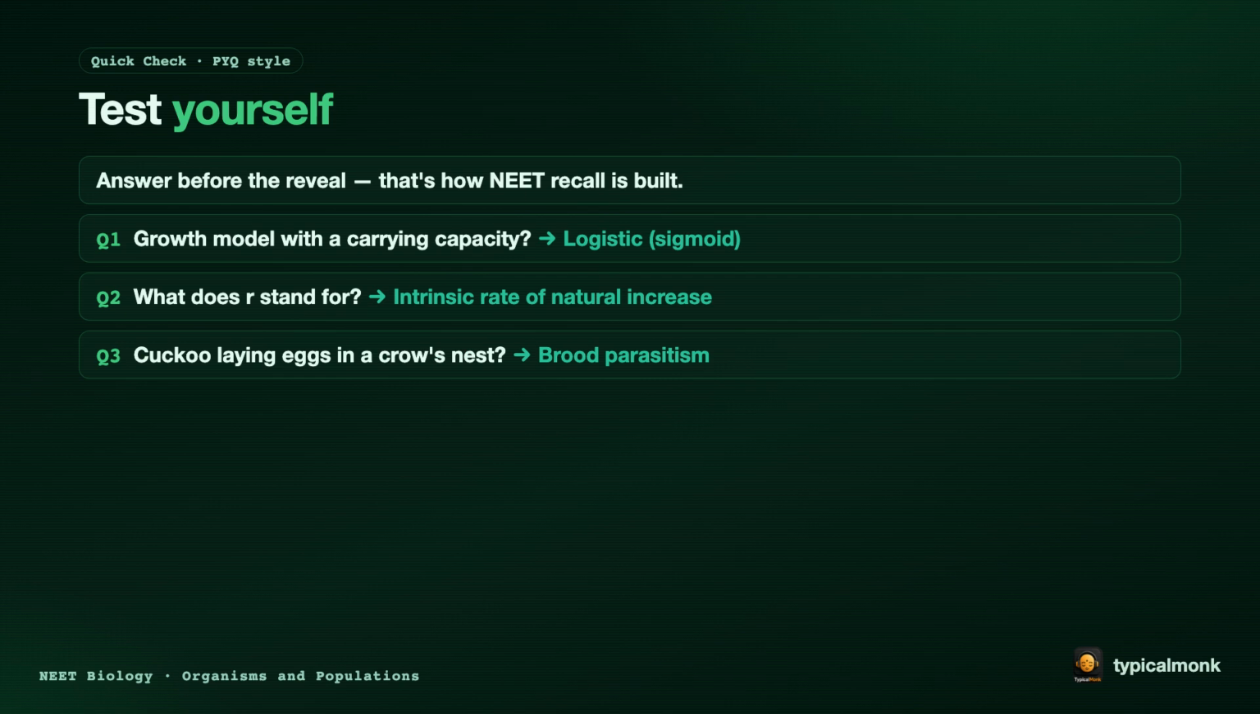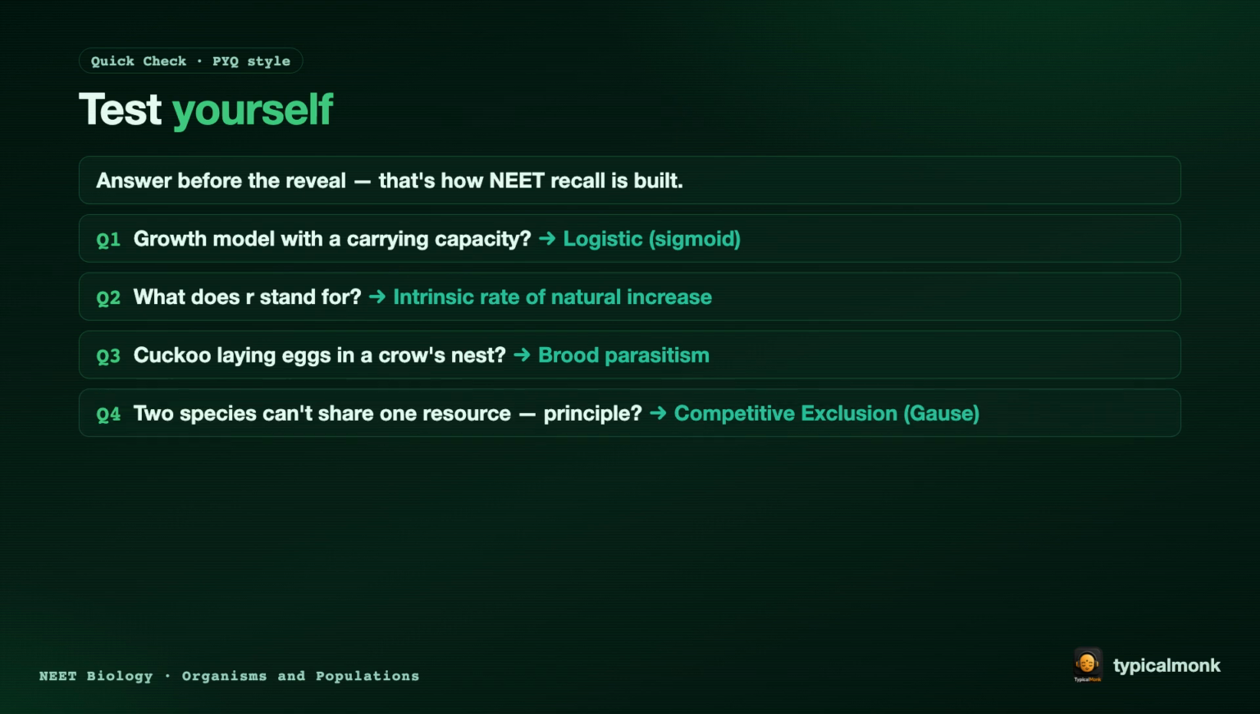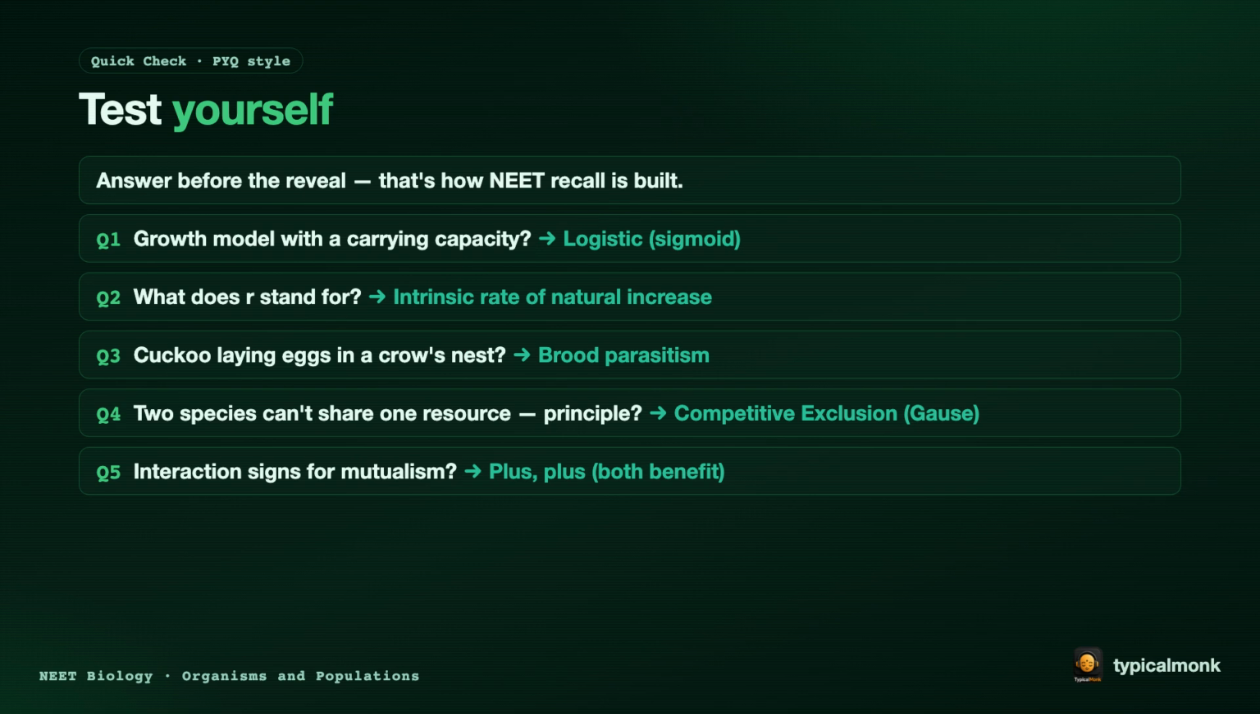Question 3. A cuckoo egg in a crow's nest is what? Brood parasitism. Question 4. Two species cannot share one resource. Which principle? Competitive exclusion, that is Gause. Question 5. The interaction signs for mutualism, both benefit.